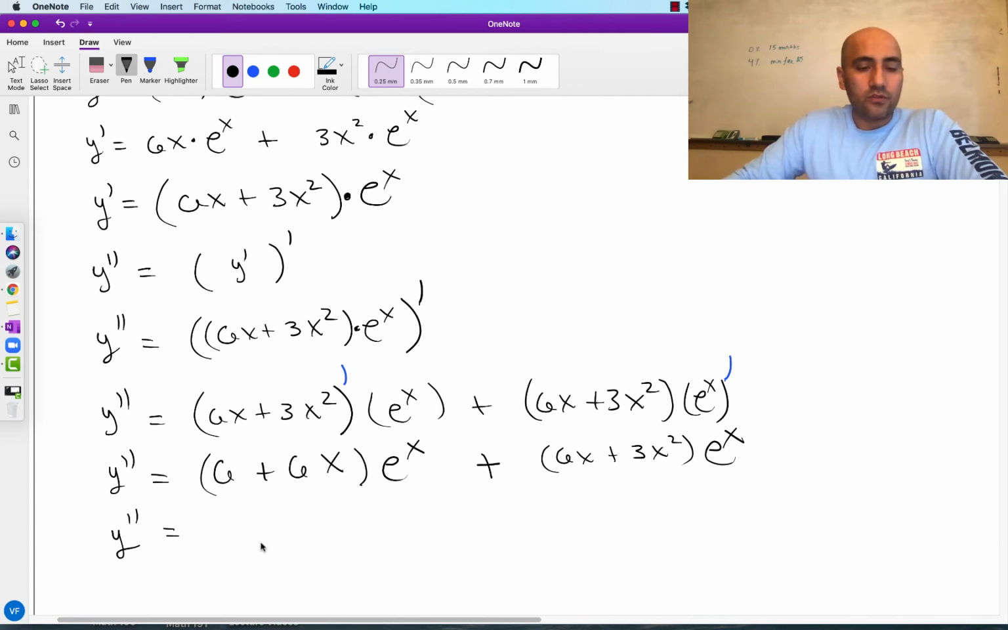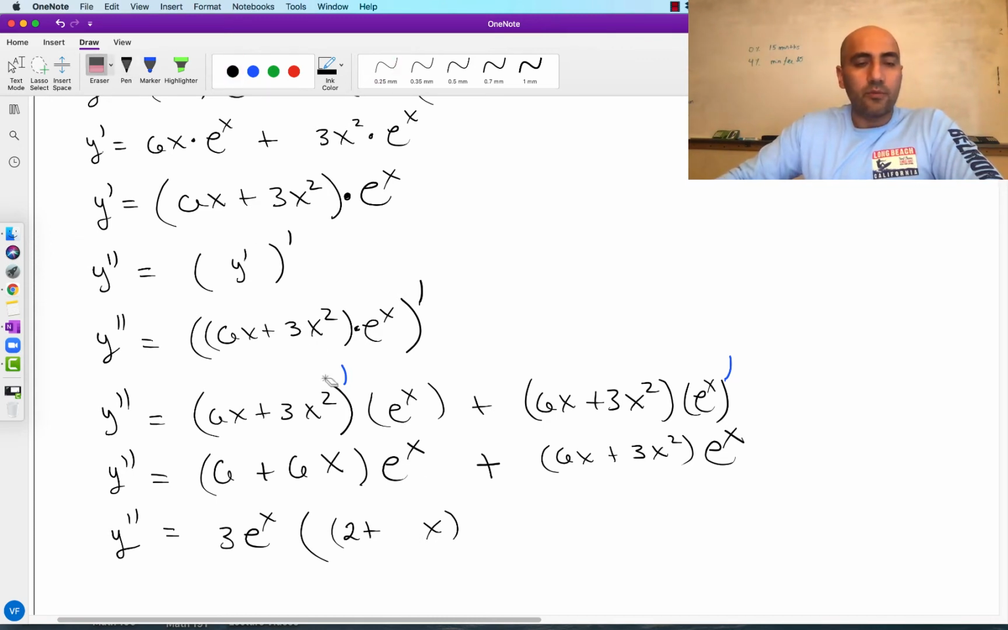3e to the x gets factored out of everything. So factor out a 3 from there, we'll end up with a 2 plus 3x. Right, factoring out a 3, we'll end up with another 2 here. So factoring out a 3, we end up with a 2 plus 2x plus, now factoring out a 3, we'll end up with 2x plus x squared. And then that e to the x also gets factored out. And now this simplifies a little bit.